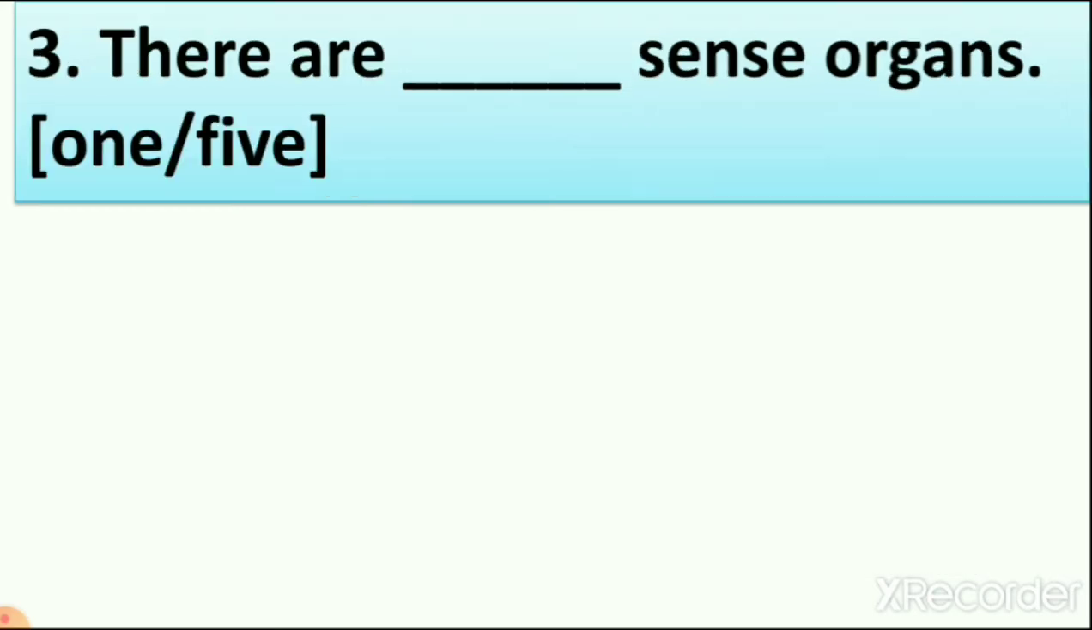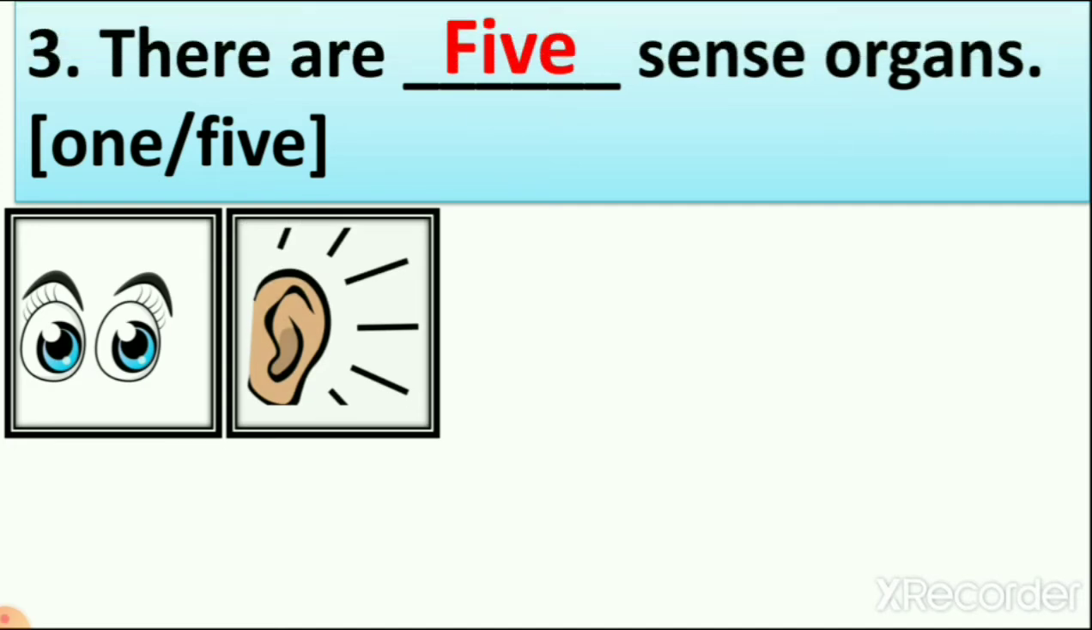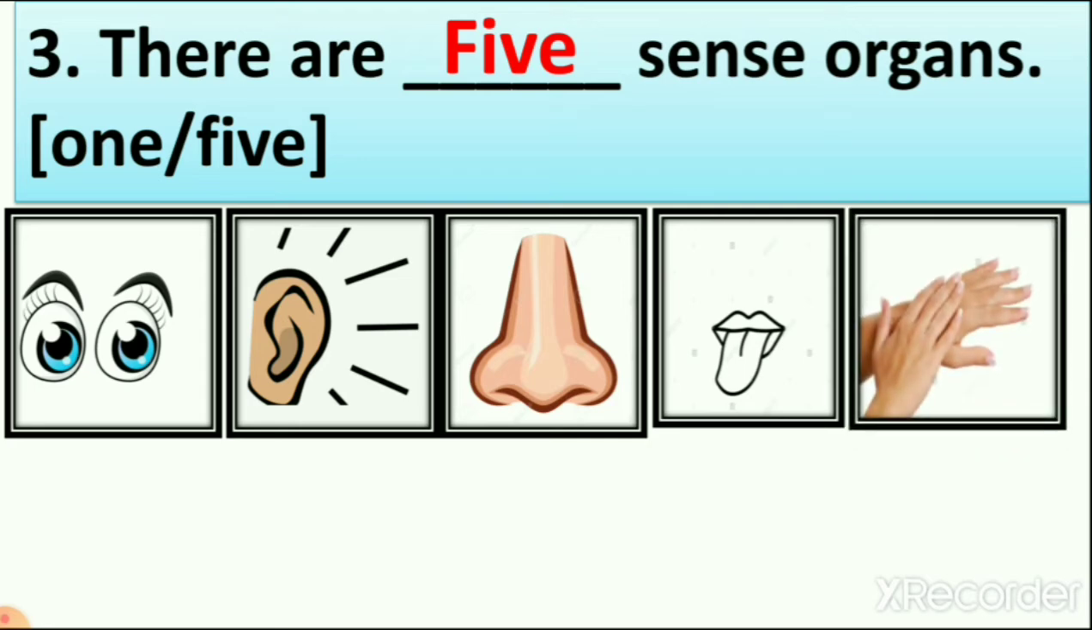Now let's see which is the next one. There are dash sense organs. So first let's count the sense organs. We have 5 sense organs, right? So let's see the picture. Eyes, ears, nose, tongue and skin. These all are our sense organs and which help us to feel the world around us, right? So we have 5 sense organs.